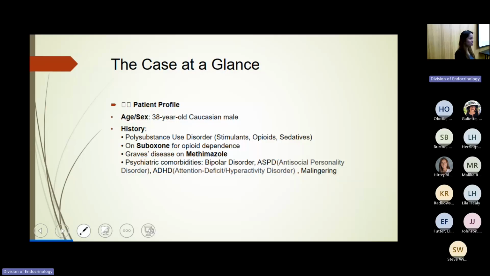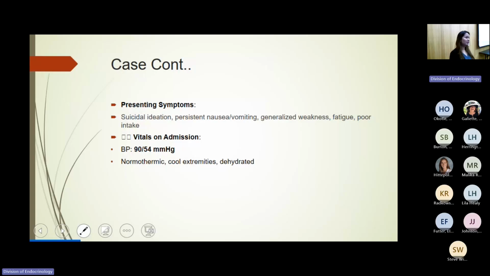This patient had multiple admissions in the psychiatric inpatient unit, and that's where we were part of the care before. Only this time, the patient presented with the usual suicidal ideation, but with that he was having persistent nausea, vomiting, severe GI symptoms, generalized weakness, fatigue, and poor intake. The vitals on admission were a little low: systolic 90, diastolic 54, normothermic, cool extremities, and he was looking very dehydrated. That's when the patient was moved from the psychiatric inpatient unit to the medical inpatient unit.